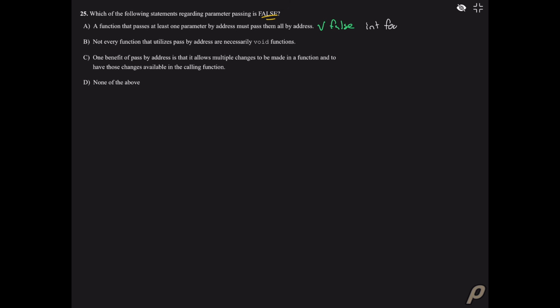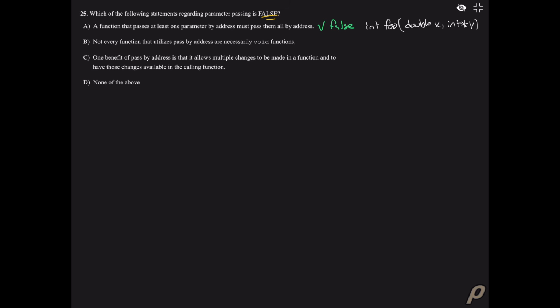We could have something like int foo, and then we could do just a normal parameter, double x, and then we could do int star y. So that second parameter gets passed by address, but the first one doesn't, and this is completely legal. In fact, this occurs earlier in the test. I don't remember exactly which problem, but one of the pass by address problems has something similar to this, where one parameter is getting passed by address and one is not. So we know that's false. But let's take a look at the other answers too, just to see what they're about.